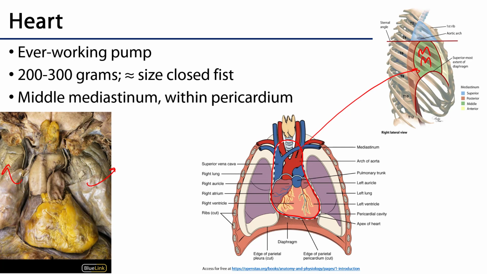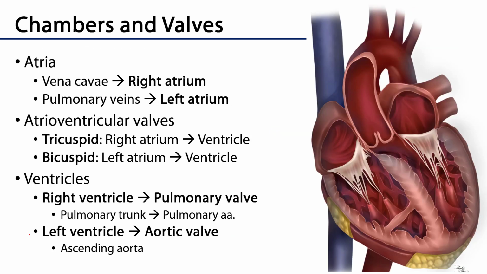Now, drawing a line down the middle or the midline of this particular individual, we can see that 2/3 of the mass of the heart is going to reside on the left side of the midline, and 1/3 will reside on the right side of the midline. The human heart is a four-chambered organ. There are 2 atria which receive blood and 2 ventricles which distribute blood.